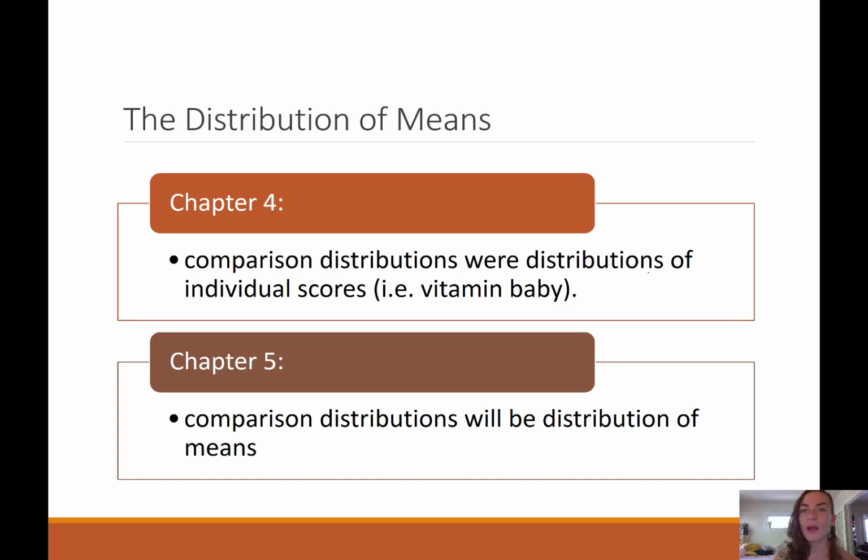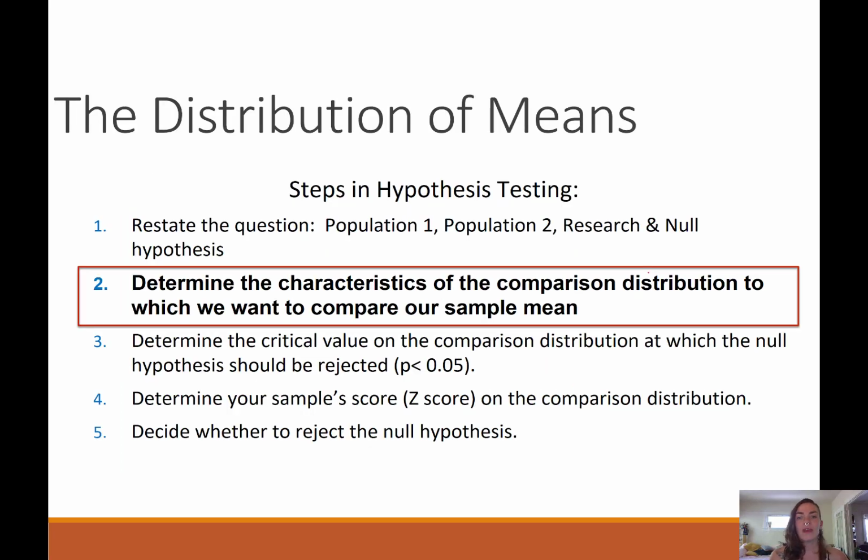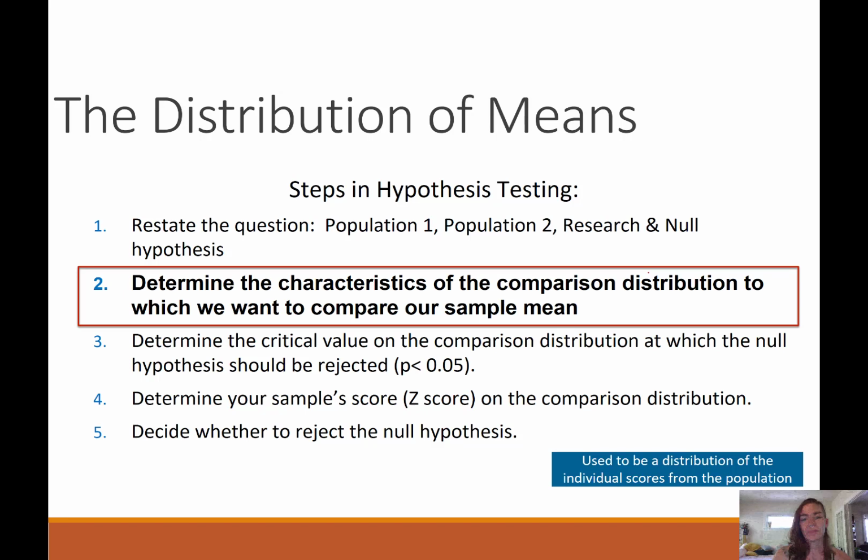So in chapter 5, we will be using a different comparison distribution, and that comparison distribution is called the distribution of means. And as I mentioned, this will affect us in step 2 of hypothesis testing specifically. So we're still walking through the same 5 steps to conduct our hypothesis test, but in step 2, you'll notice there will be some changes.